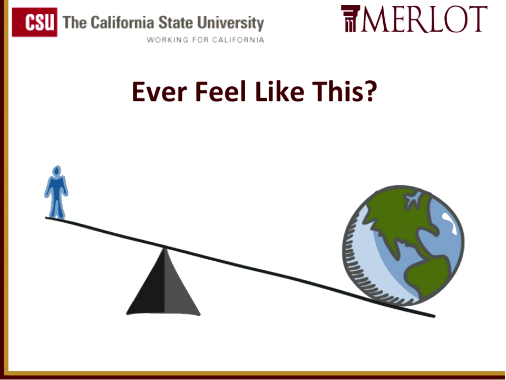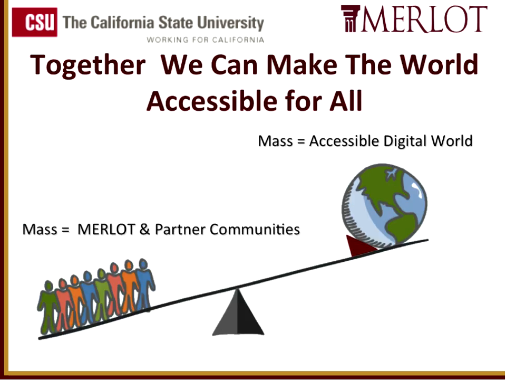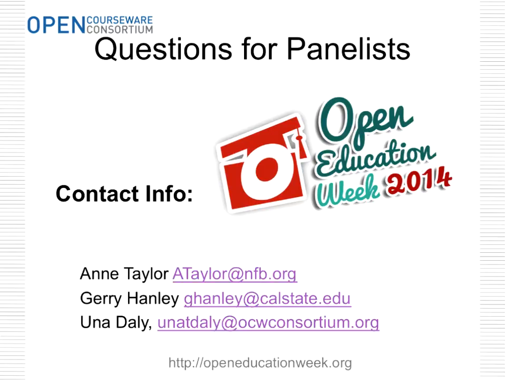Because the purpose behind Merlot is really looking at these challenges that each of us as an individual feels, like how can I change the world of digital content to make it much more accessible for all. And the way we try to do that in Merlot is to create a mechanism where collectively we can work together with OCWC, with the NFB, and with your institutions to build a collection of resources that's accessible and to really build an accessible digital world.